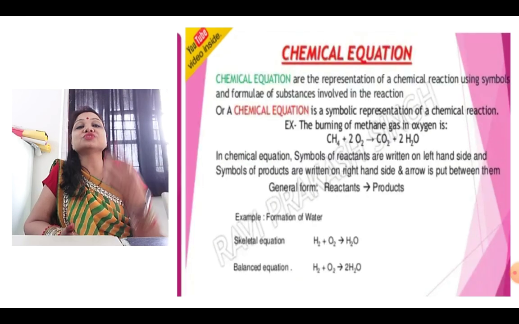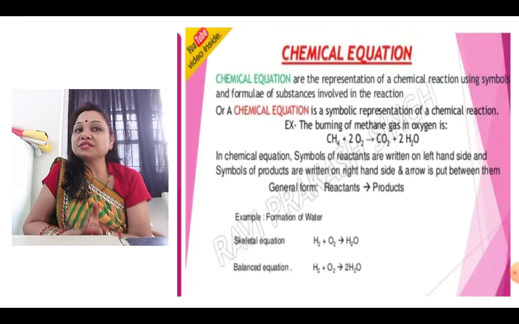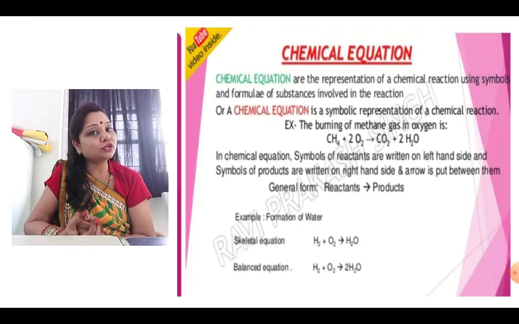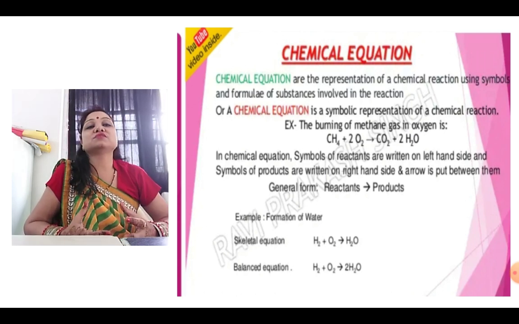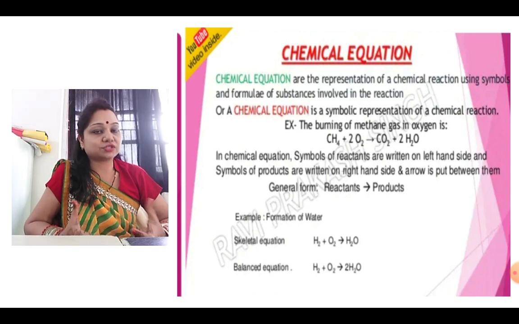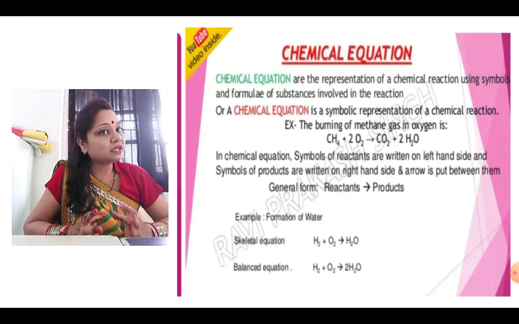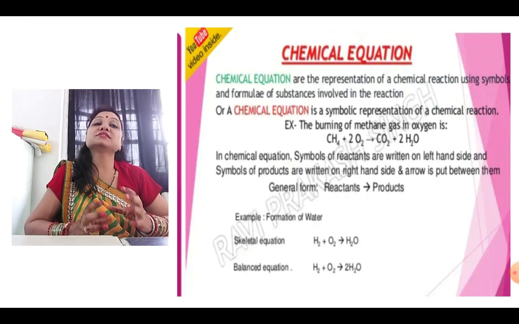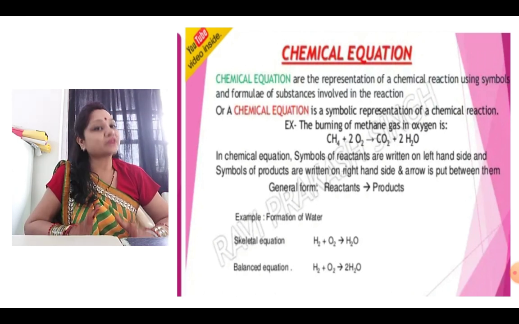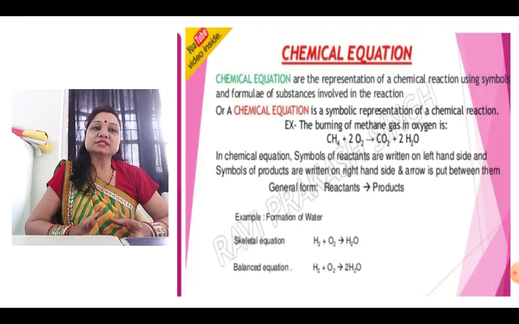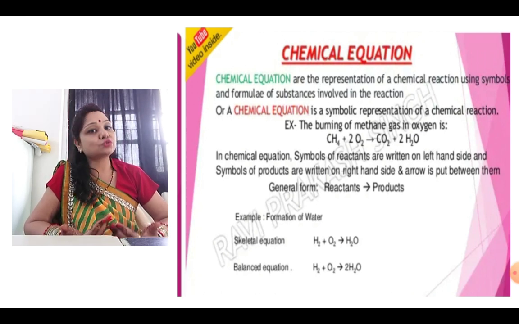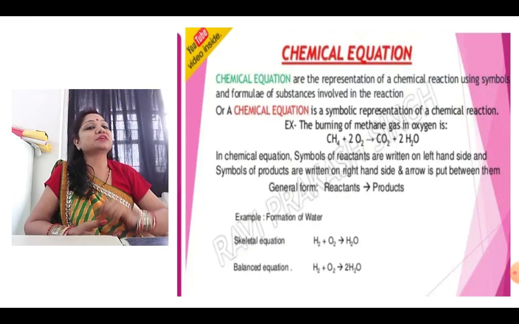Now coming on to chemical equation, it indicates the reactants and products of a reaction. As I was telling you just now, the representation of a chemical reaction using the symbols and formulae of the substances that are involved in the reaction is called a chemical equation. Or in other simple words, I can say, the symbolic representation of a chemical reaction. For example, the burning of methane gas in oxygen, CH4 plus 2O2 gives CO2 plus 2H2O. Now this is the chemical equation.